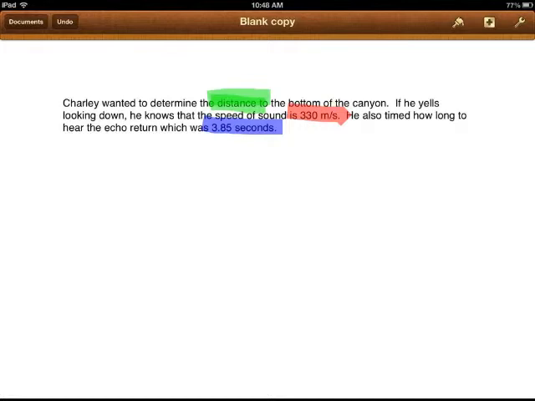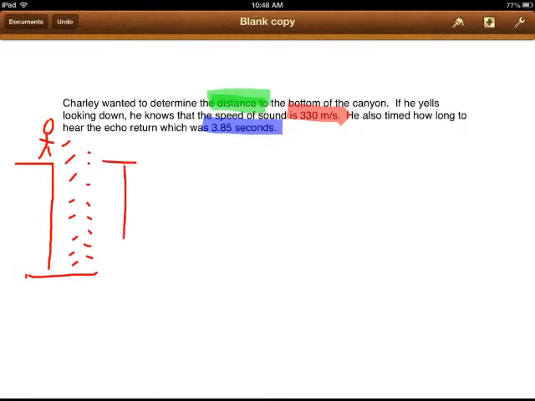So, what's going on? Here's Charlie standing up here, and he yells down. It hits the bottom of the canyon and comes back up. We know we are trying to find this distance. We know the time, they tell us, and the time it goes back down, comes back up. We know the time to do the down and back up.